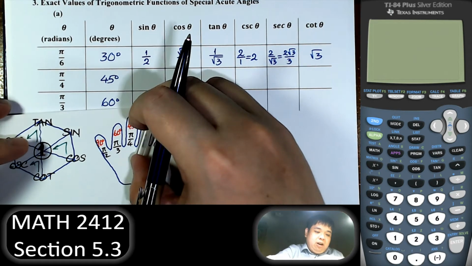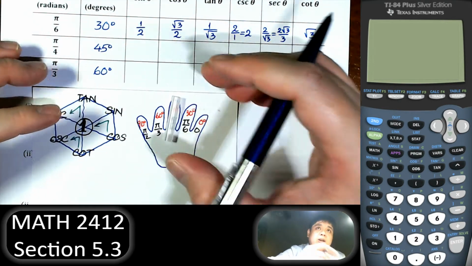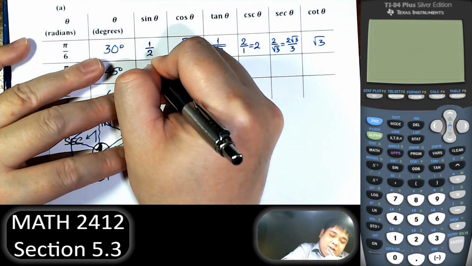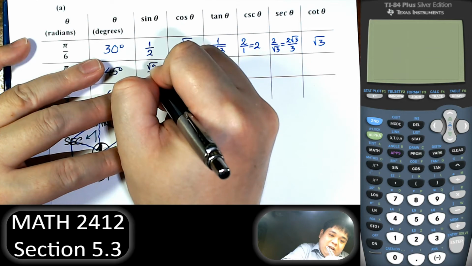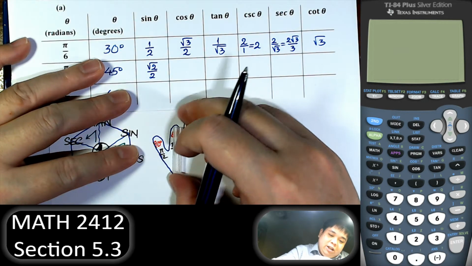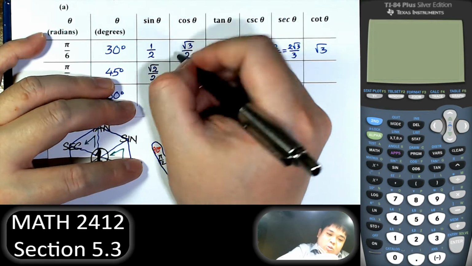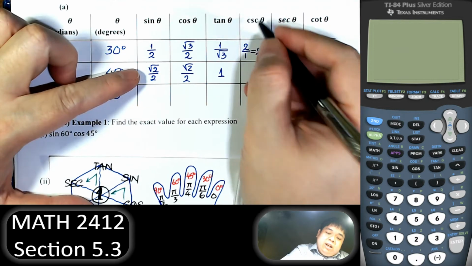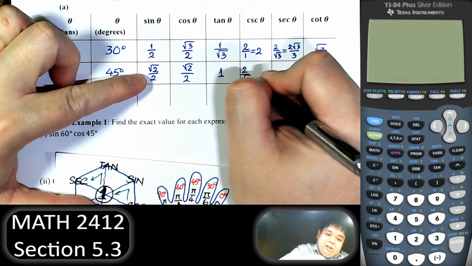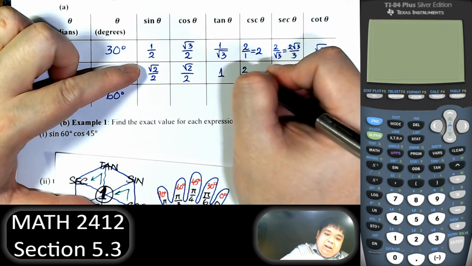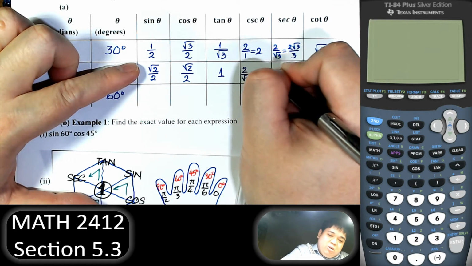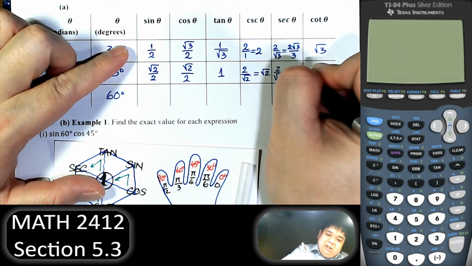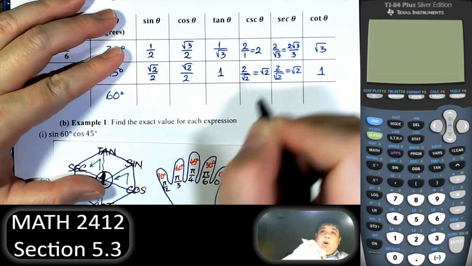Right, next 45 degrees. There are 2 fingers on the right, so we have square root of 2, square root of that, divided by 2. And also for 45 degrees, there are 2 fingers on the left, so square root of 2 over 2. Since these two are the same, the ratio will be 1. Cosecant is the reciprocal, and multiplying square root of 2 on top and bottom, we just have square root of 2. Same thing here. And then 1 over 1 is still 1.